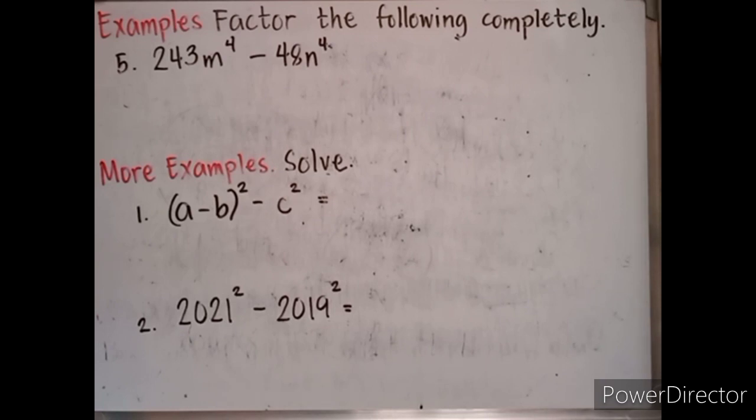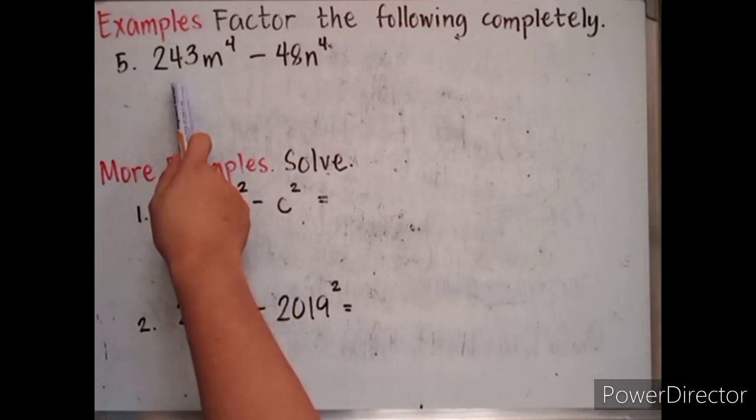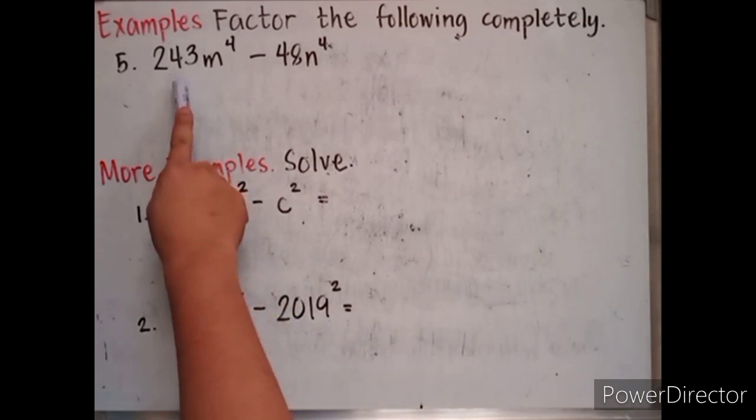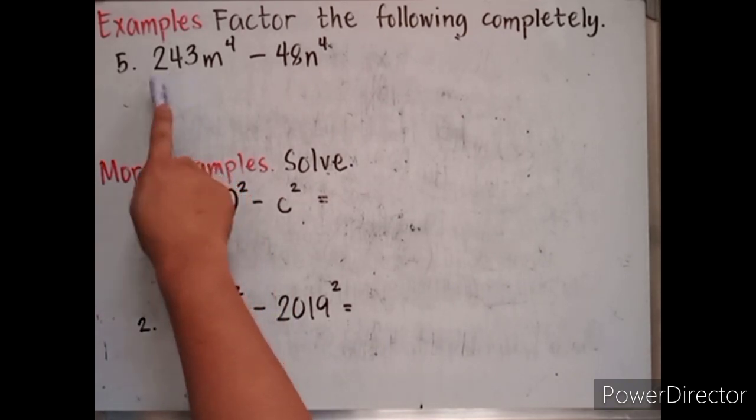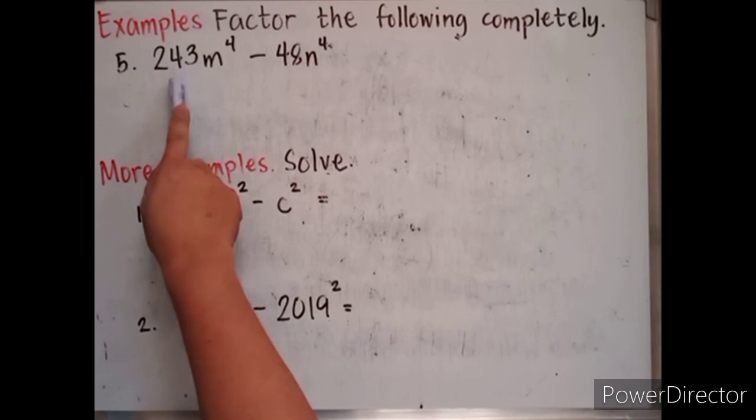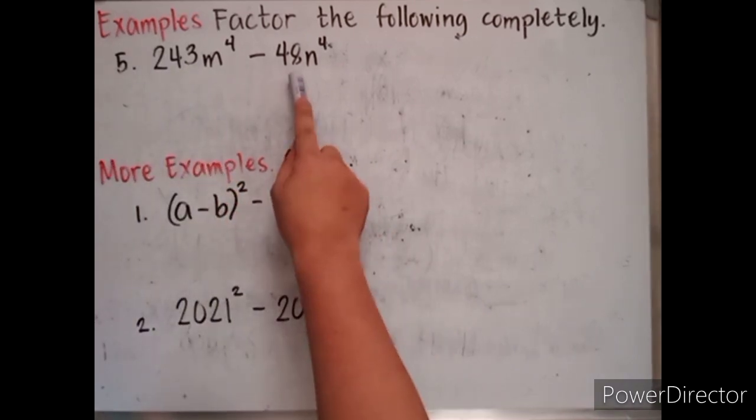Okay, so let's move to example number 5. So, we have 243m to the 4th minus 48n to the 4th. Okay, so, mukhang hindi naman perfect square number ito. Ito rin. So, baka meron silang common factor. 243, I think that's divisible by 3, kasi pag inadd natin yung 2 plus 4 plus 3, lalabas 9. So, 9 is divisible by 3. So, therefore, 243 is divisible by 3.